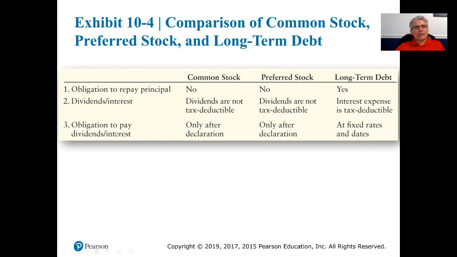And then number 3, obligation to pay dividends and interest. There's really no obligation for the stockholders to receive dividends. The obligation only exists after the board of directors declares it, but before, they have no obligation to declare it. So only after the declaration does the common stock shareholder have a right to receive dividends. Same with the preferred stock. Only after they're declared is there an obligation for them to be paid.